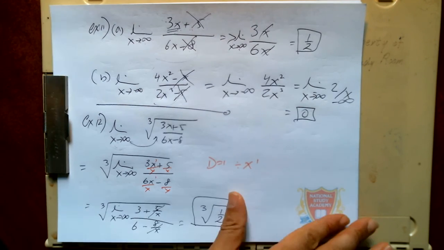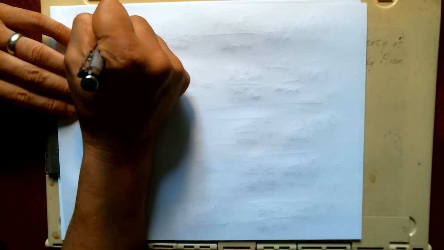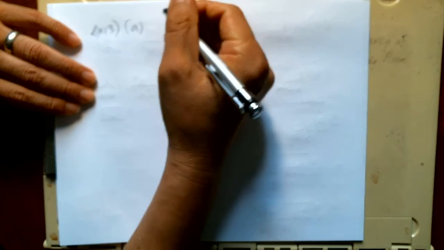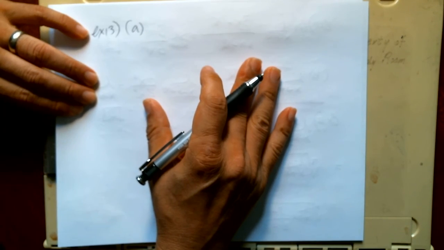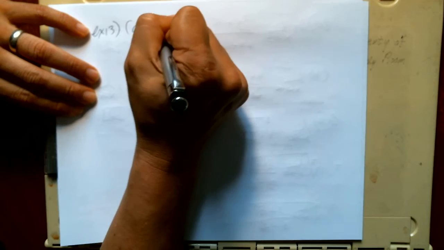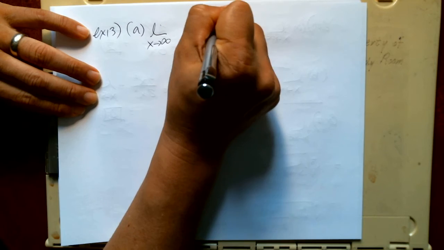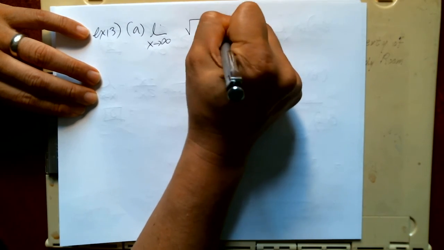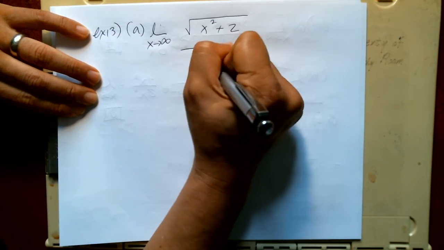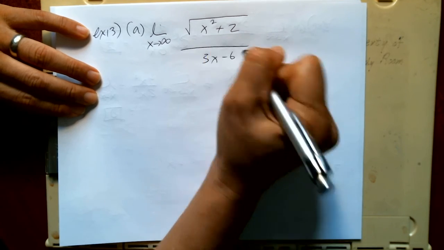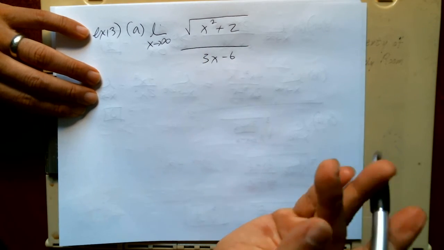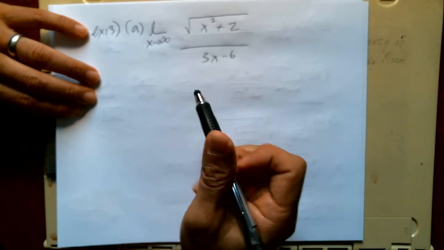Okay. Example 13. I'm going to do a couple more questions for you, and then this gets a little bit harder. Example number 13 is tricky. Part A. I'm not going to do example number 14. We're going to stop at example 13A, okay? Limit as x approaches infinity of square root of x squared plus 2 all over 3x minus 6, right? There's actually two ways to do something like this. I'm going to show you method 1 and method 2.